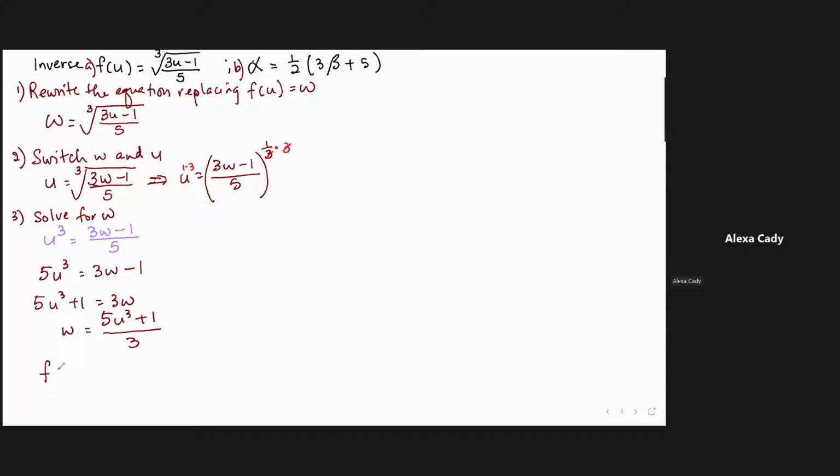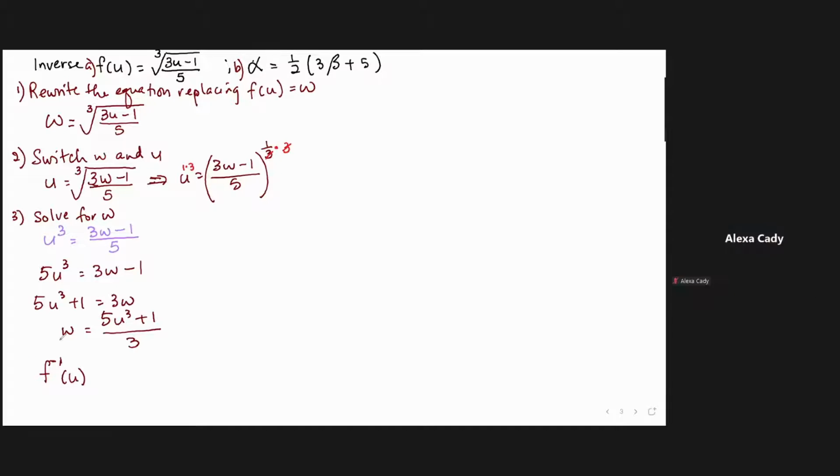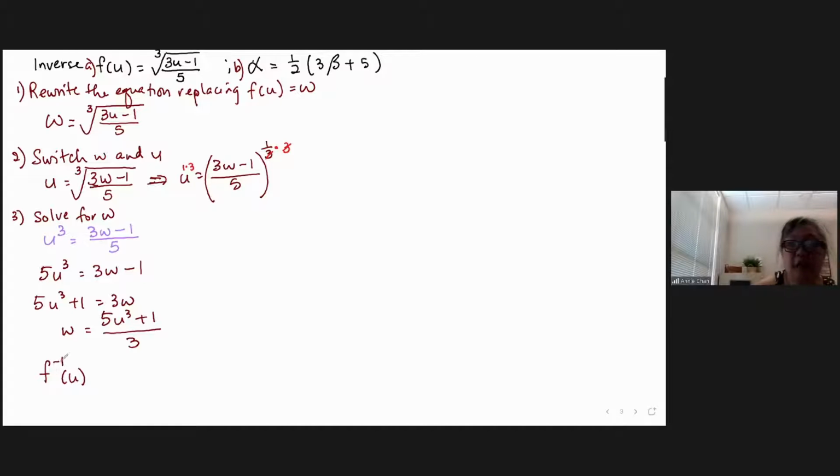Like this. You see that? It is not f to the power of -1, but this is a sign to show that I have just inversed the function of f of u. This f of u is no longer the same as this f of u. I kind of flipped this f of u, and my flipped f of u is 5u to the third plus 1 over 3.